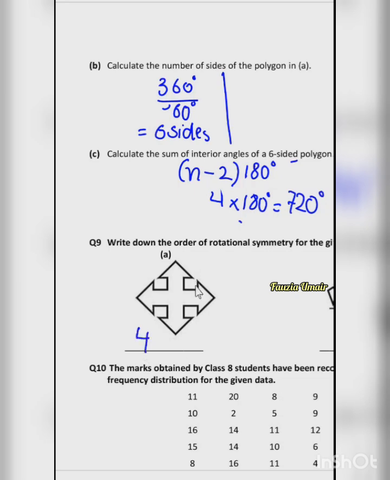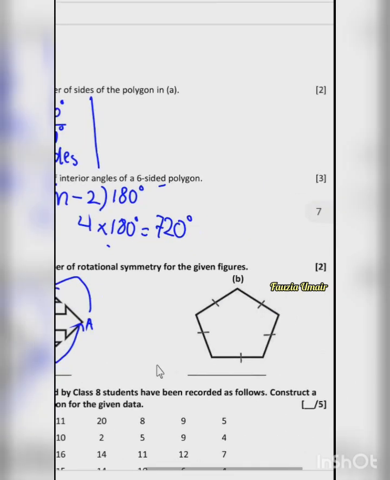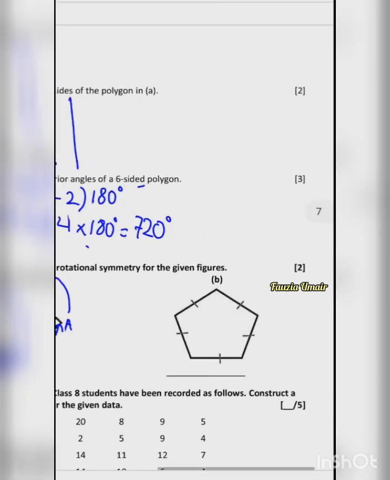So if I write down this is A, this side. One time when this A will come here, this will be one rotational symmetry, second rotational symmetry, third rotational symmetry, and the fourth one when the A gets back to its original position. So the rotational symmetry is equal to 4. What kind of shape is there in part B?